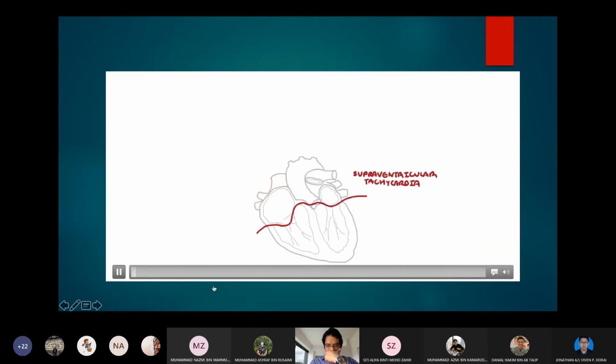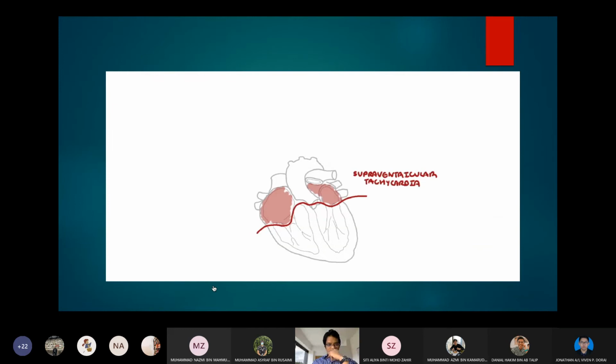Supraventricular tachycardia is an arrhythmia which occurs above the ventricles. Examples of supraventricular tachycardias include atrial tachycardia, atrial fibrillation, atrial flutter, atrioventricular reentry tachycardia, AVRT, and atrioventricular nodal reentry tachycardia, or AVNRT.